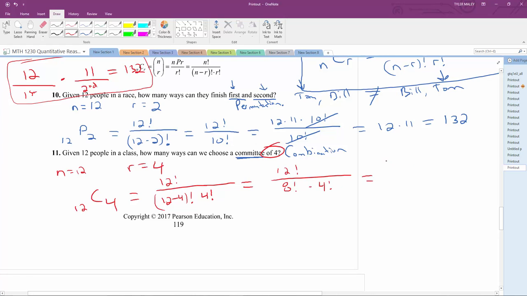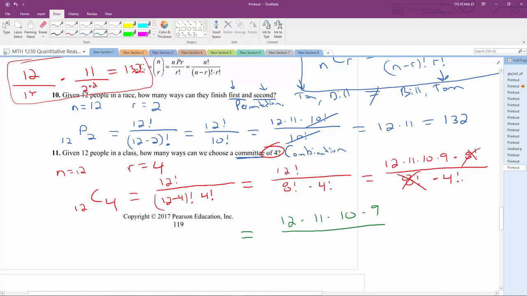So 12 factorial is 12 times 11 times 10 times 9 times 8 factorial. And then I have 8 factorial on the bottom times 4 factorial. So these 8 factorials will reduce out, right? I can divide top and bottom by 8 factorial. So then what I have left is 12 times 11 times 10 times 9 in the numerator. And then I have 4 factorial in the denominator. So that's 4 times 3 times 2, and then times 1.